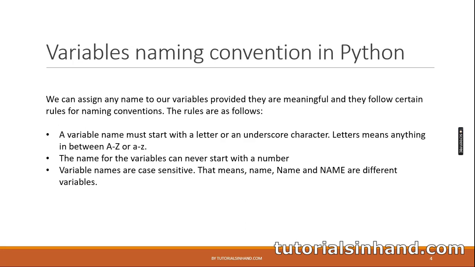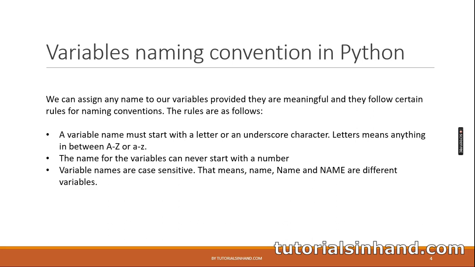Okay, let's proceed. Variable naming convention in Python. We can assign any name to our variables provided they are meaningful and they follow certain rules for naming conventions. The rules are as follows. A variable name must start with a letter or an underscore character. Letters mean anything between capital A to Z and small a to z. The name for a variable can never start with a number.